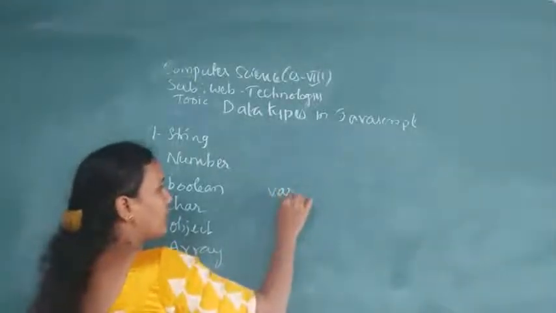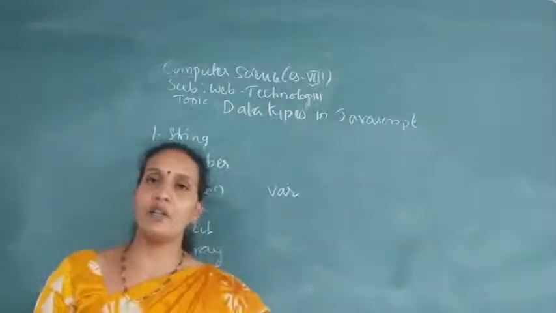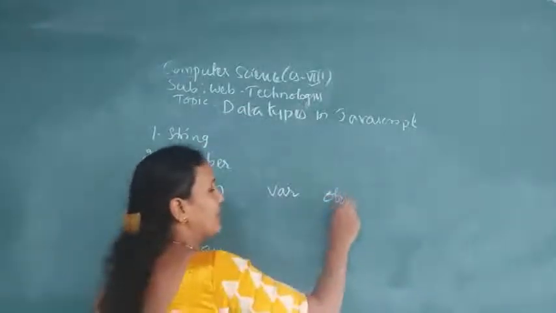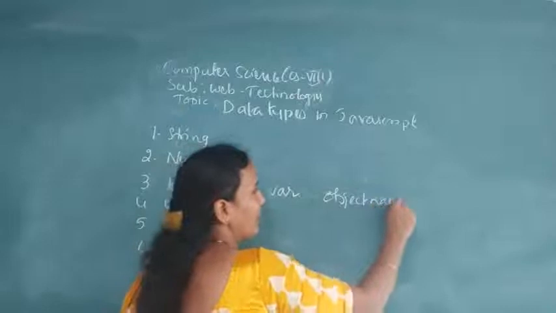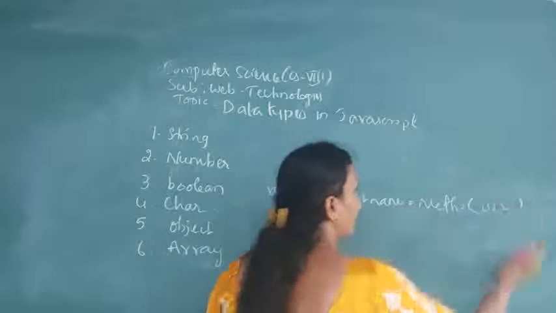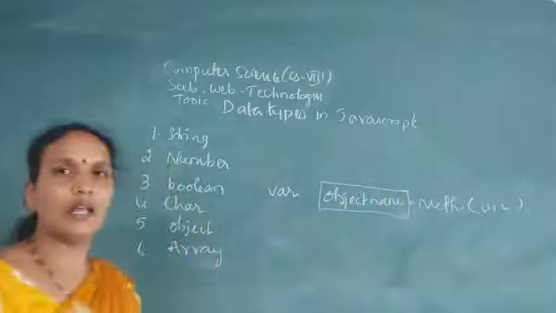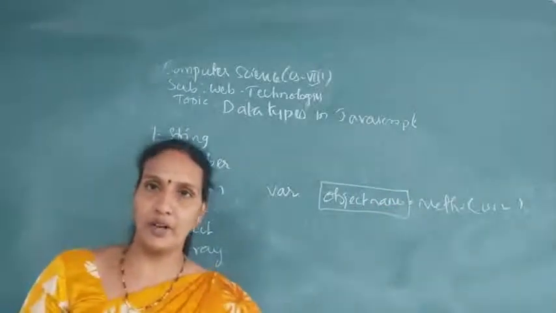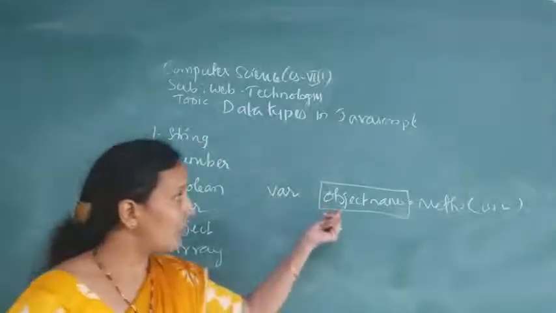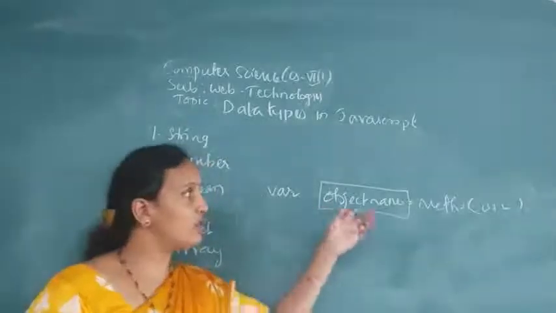Object, as already explained, JavaScript is an object-oriented programming language. But if you want to create an object, how do you create it? Var object name equals a method and a list of values. So here, using the var keyword, what are we declaring? We are creating an object. We are declaring an object and initializing some value to that variable. So here, what is the variable? Object. So it depends on the method calling.